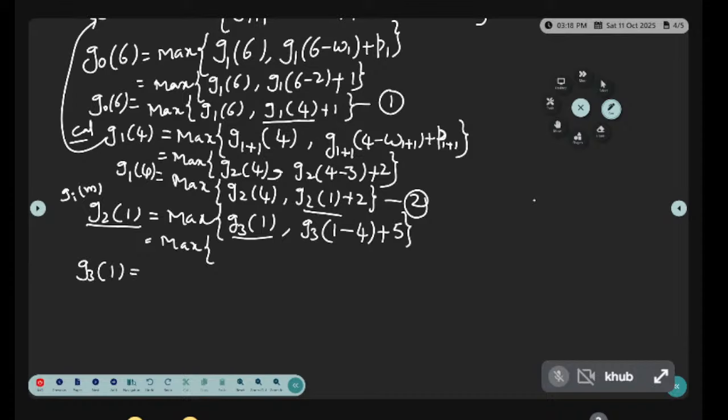We are searching for the fourth item. But do you have a fourth item? You have only 3 items, W1, W2, W3, where n equals 3 only, given. You try to find it recursively by calling the same procedure. G3 of 1 is equal to, and so on, maximum of G4 of 1 comma G4 of 1 minus something, 1 minus W4. What is W4? We don't have a fourth item. So G3 of 1 we are unable to calculate.